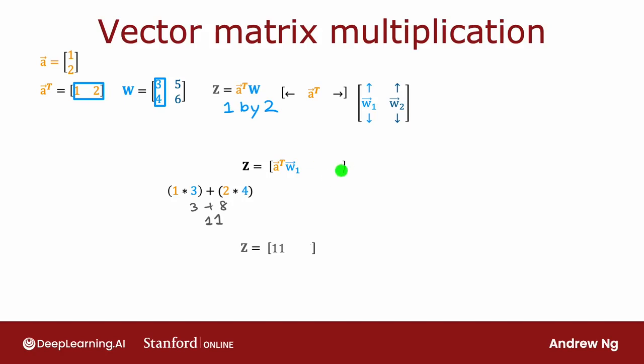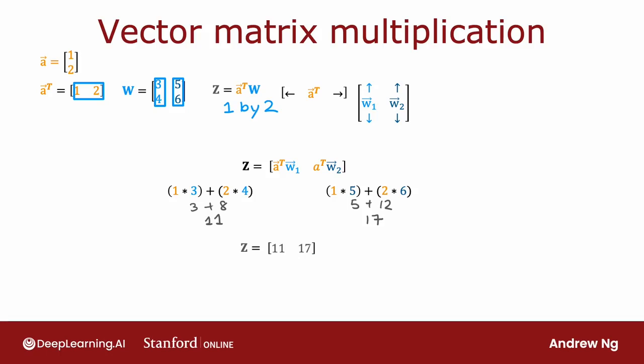Let's figure out what's the second element of Z. It turns out you just repeat this process, but now multiplying A transpose by the second column of W. And so to do that computation, you have 1 times 5 plus 2 times 6, which is equal to 5 plus 12, which is 17. So that's equal to 17. So Z is equal to this 1 by 2 matrix, 11 and 17.